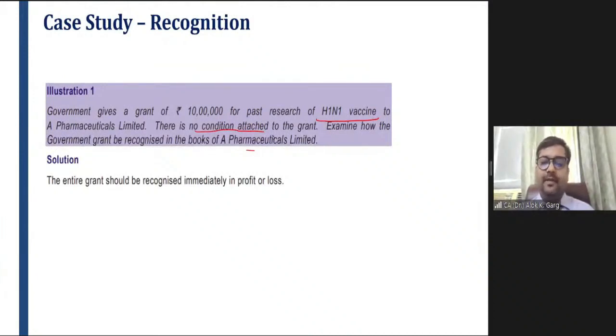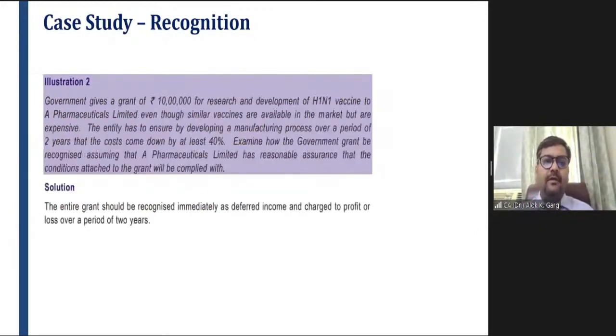Yes, Radha, you are right. Guys, clear? Any problem in illustration 1? Illustration 2. Guys, please don't see the solution.